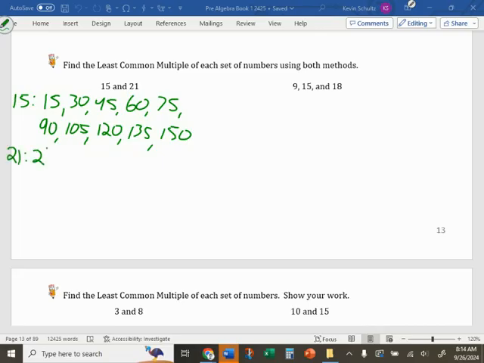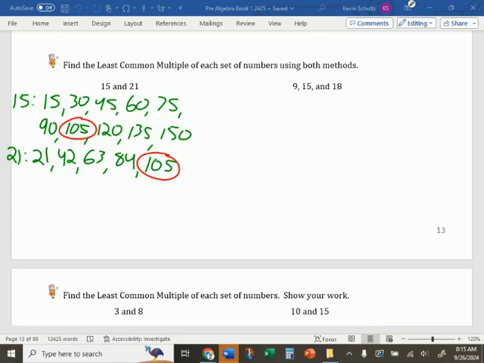Skip count by 21s. 21, then 42, then 63, then 84, then 105. Oh, wait, that sounds familiar. Aha! No need to go any further. We have found the least common multiple, 105. Once you find that first one, don't go any further. You're looking for that first one anyway. So 105 is our answer. That's what we're going for.